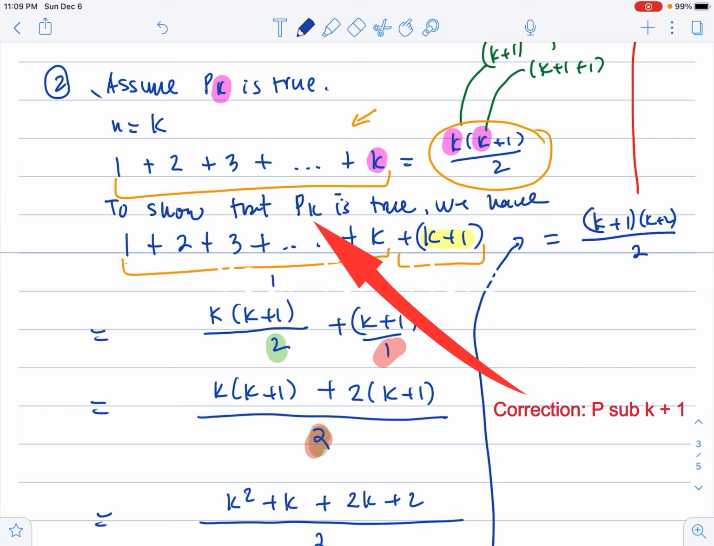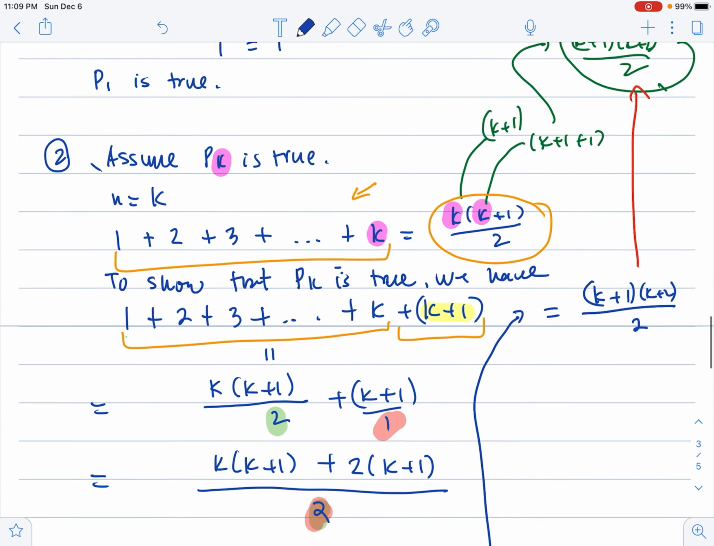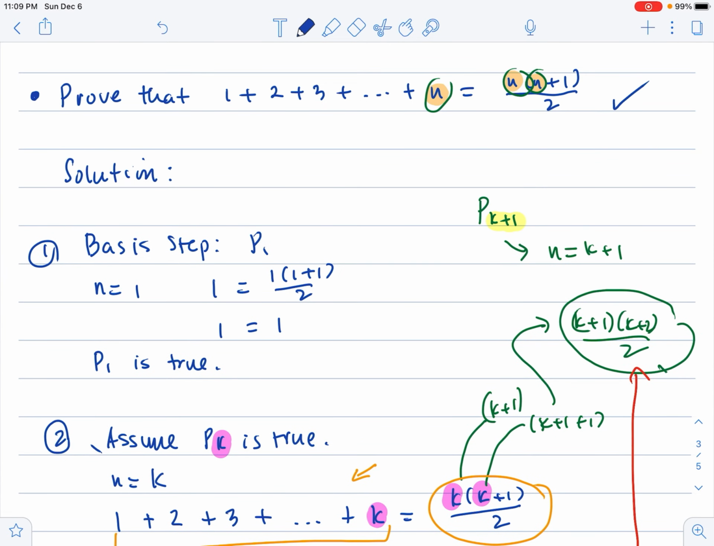Alright, so napakita natin na this is indeed true for all natural numbers n. So kahit ano yan, kahit gaano kalaki yan, 1 million, gusto nyo i-try nyo i-substitute yung 1 million. True yan kasi na-prove na natin.